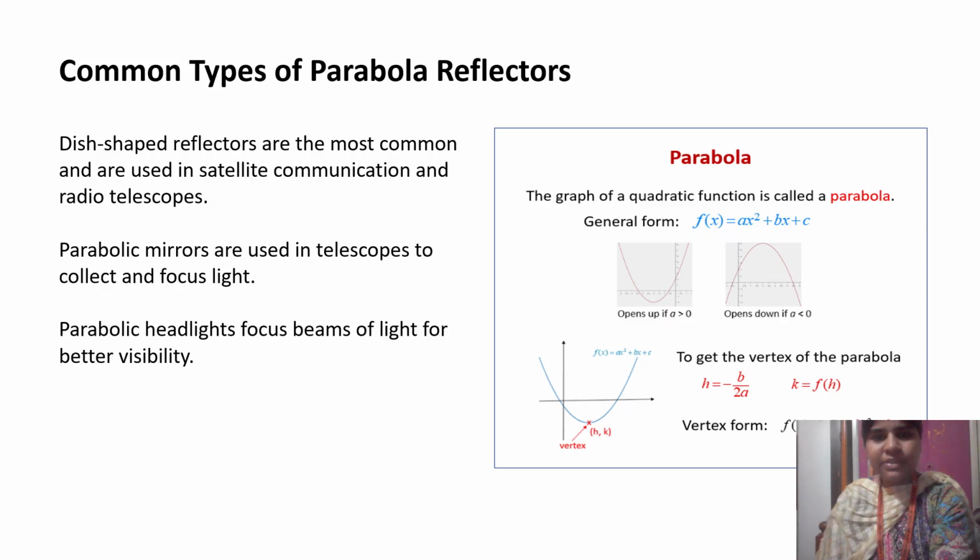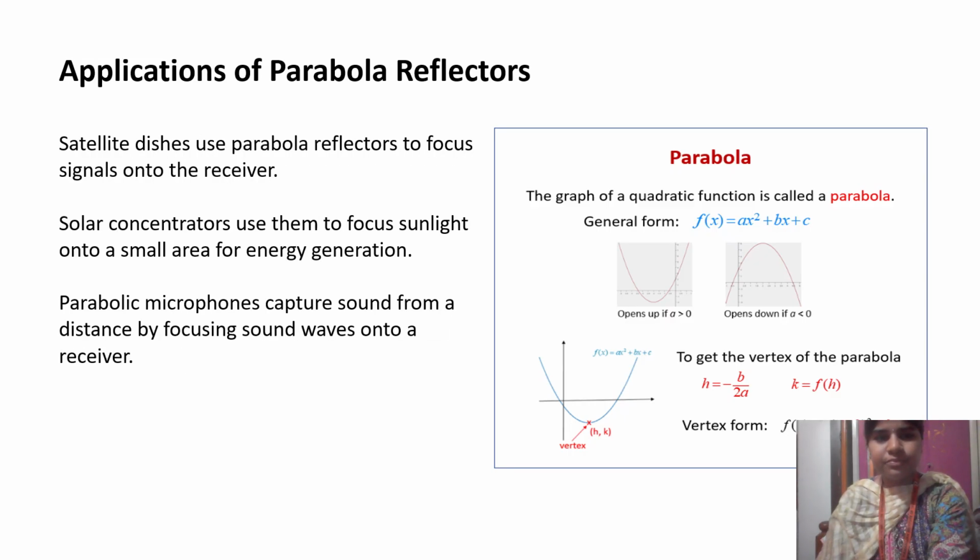What are the common types of parabola reflectors? Parabolic dish reflectors are the most common and are used in satellite communication and radio telescopes. Parabolic mirrors are used in telescopes to collect and focus light. Parabolic headlights focus beams of light for better visibility. Here are some of the model graphs of parabola.